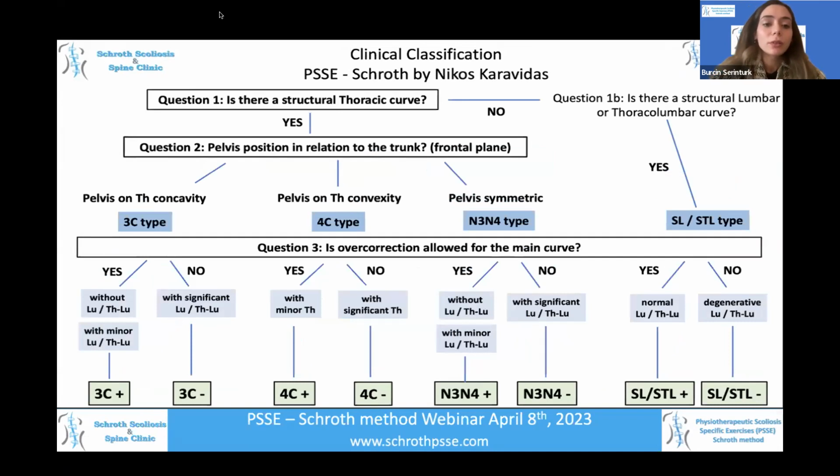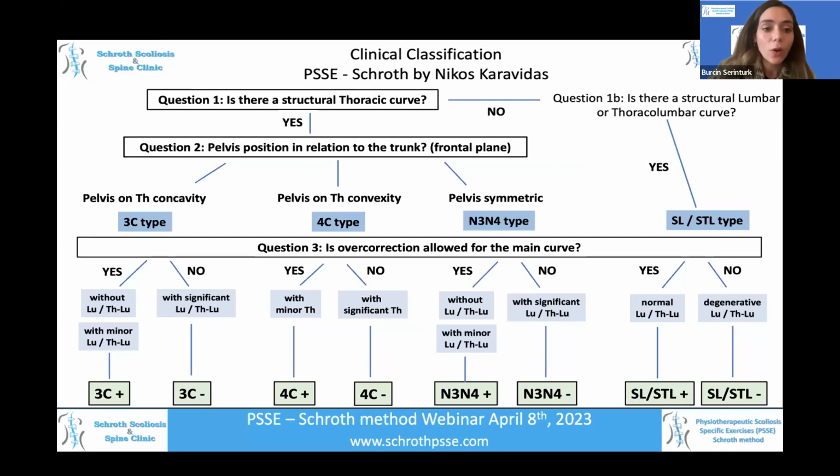You see the diagram on your screen, and with this diagram we can define the types of scoliosis. When we want to classify scoliosis, we need to ask 3 questions. The first question: is there a structural thoracic curvature? The answer can be yes or no. If the answer is yes, then we move on to the second question: where is the pelvis according to the trunk? If the pelvis is on thoracic concavity, we call it 3C type, as I said before. If the pelvis is on thoracic convexity, we call it 4C type. If the pelvis is symmetric, we call it non-3, non-4 type.